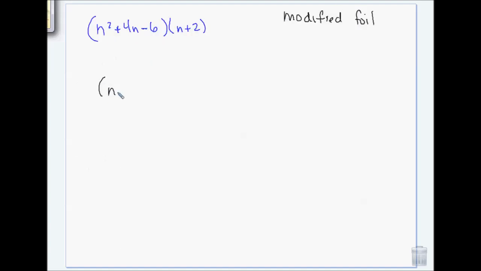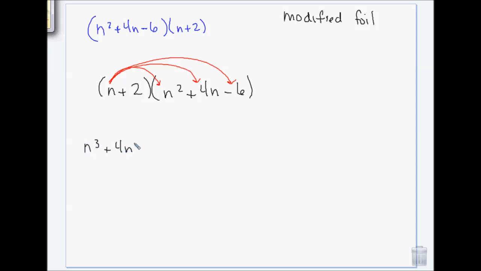It's a modified FOIL. I usually put the shorter one in front. If they're the same size, it doesn't matter. But here's what you're going to do. You're going to take the first term and multiply it by everything in the second polynomial. So I'm going to get n to the third plus 4n squared minus 6n. And then I'm going to take the second term and multiply it by everything. And so I get 2n squared plus 8n minus 12.